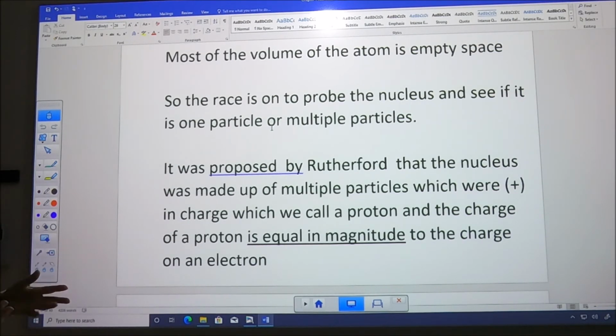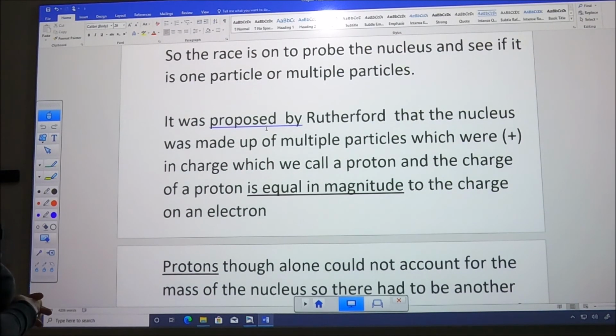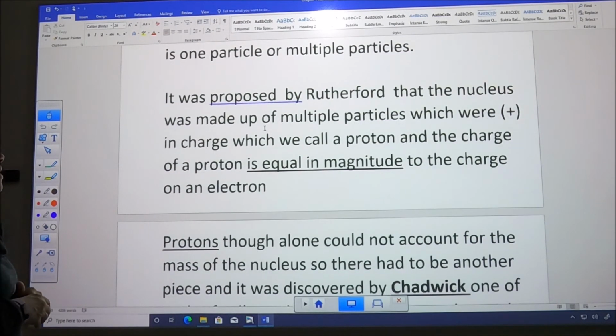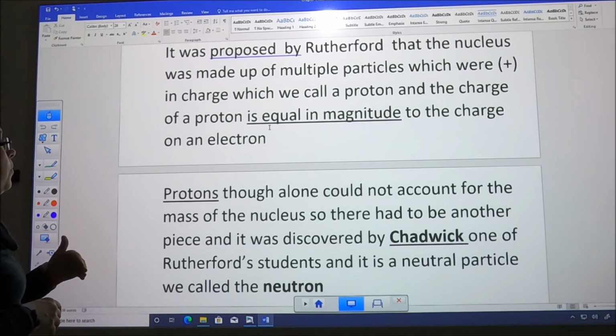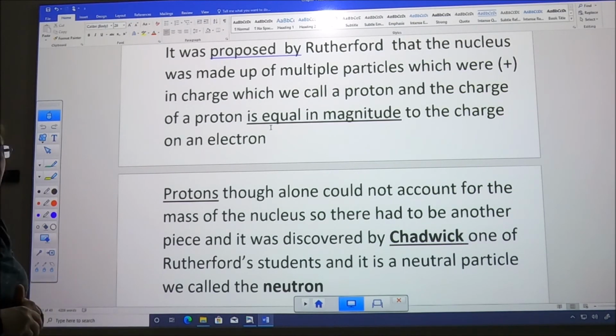So now there's a race on to probe this nucleus. Is the nucleus a single particle? Is the nucleus a combination of particles? It's proposed by Rutherford that the nucleus is made up of multiple particles which are positively charged, which he called protons. And the charge of a proton is equal in magnitude to the charge of an electron.